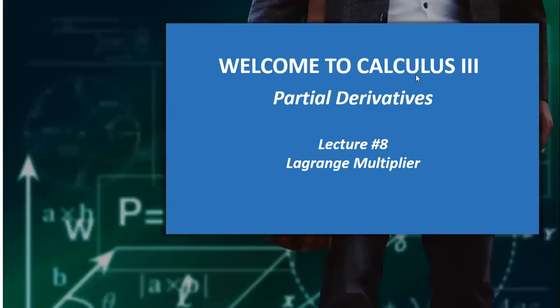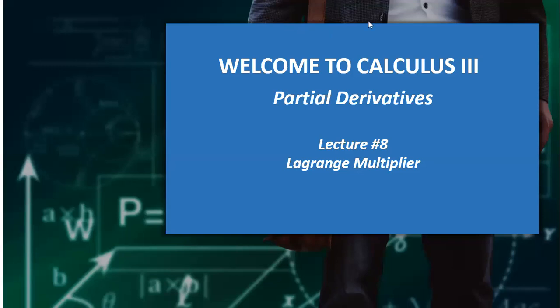Oh, hi, welcome to the Calculus 3 lecture series, and we are in the unit of the partial derivatives. This is our last topic in the partial derivative unit, lecture number 8. We're going to talk about the Lagrange multiplier. In the previous video, we did 2 problems, and this video will continue working on the remaining problems for this lecture series.